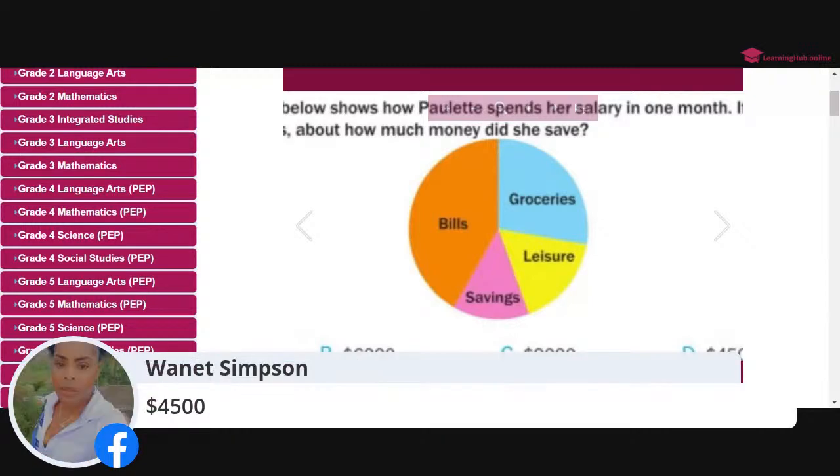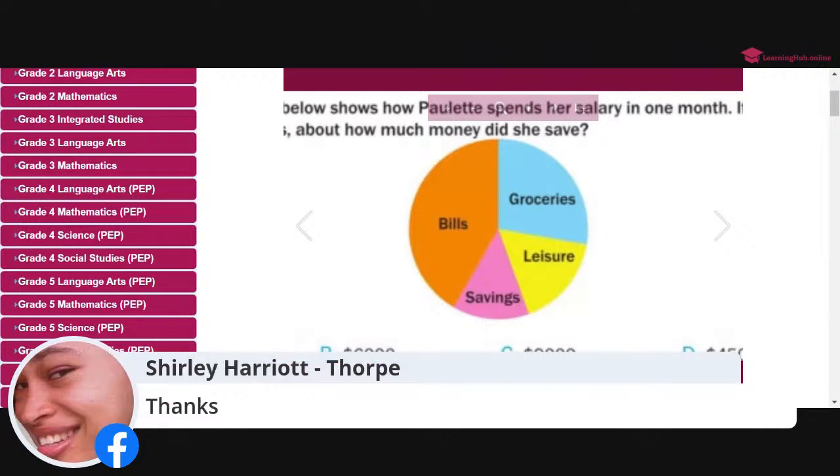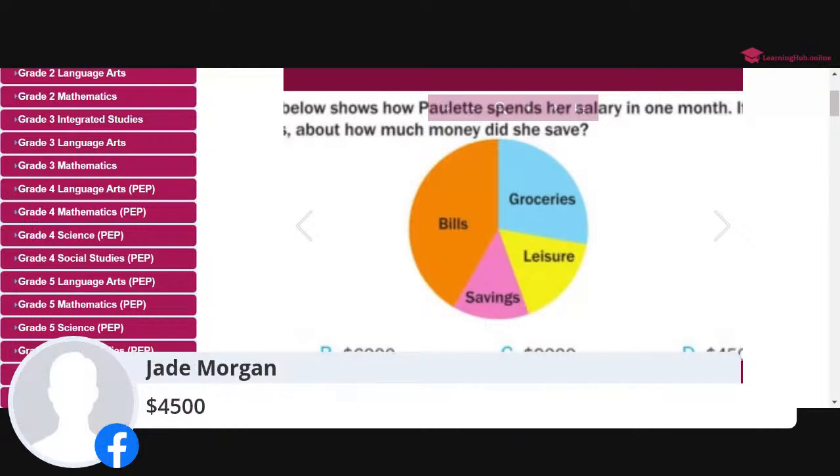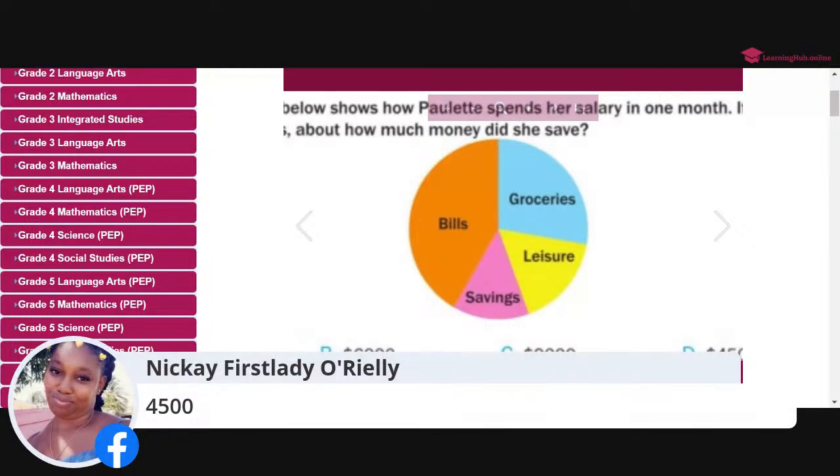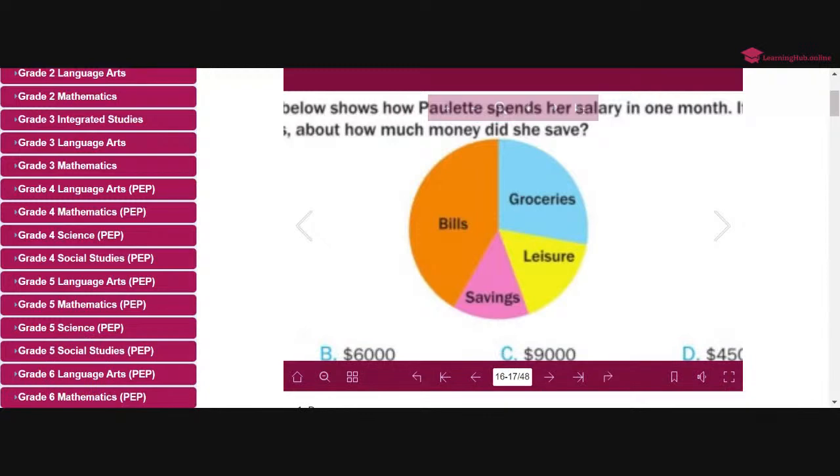Yes, your spelling was wrong, Shirley. Wanet Simpson is saying 4,500. Shirley is saying thanks. Jade Morgan is saying 4,500. Yes, nice. All right, First Lady saying 4,500. All right, guys, let's look at this now. Guys, remember to give me a reason why you're saying whatever it is that you are saying.